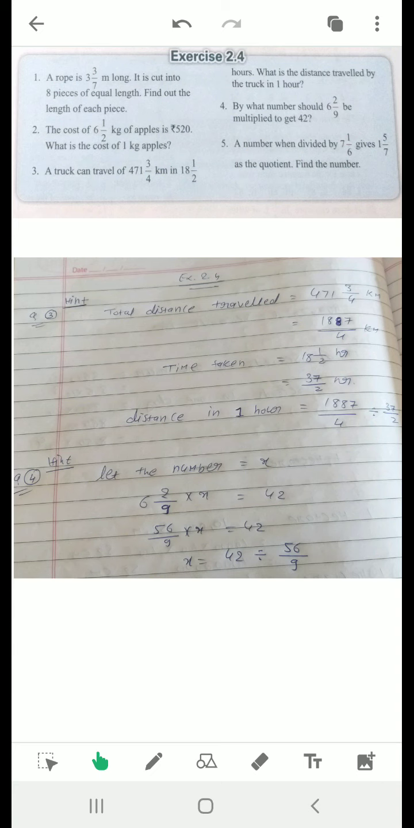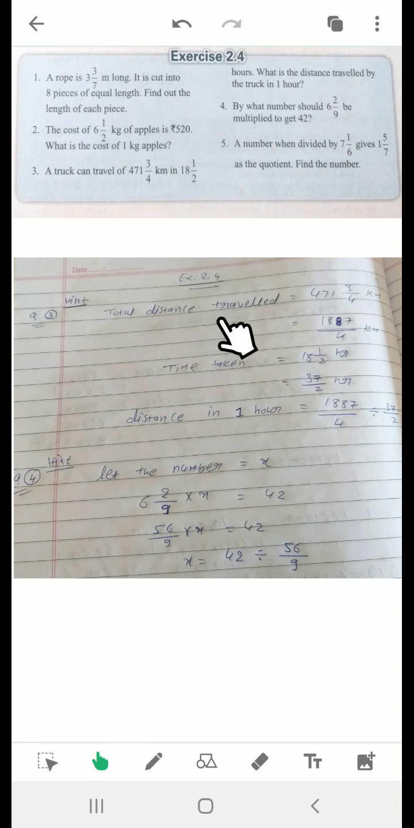In the second question, the cost of 6.5 kilograms of apples is rupees 520. Then what is the cost of 1 kilogram of apples? Now here the cost of more is given and we need to find the cost of 1. If the cost of 1 is given and we need to find more, then we multiply. But now the cost of more is given and we need to find the cost of 1. So we will divide. So you have to divide in the second question also.